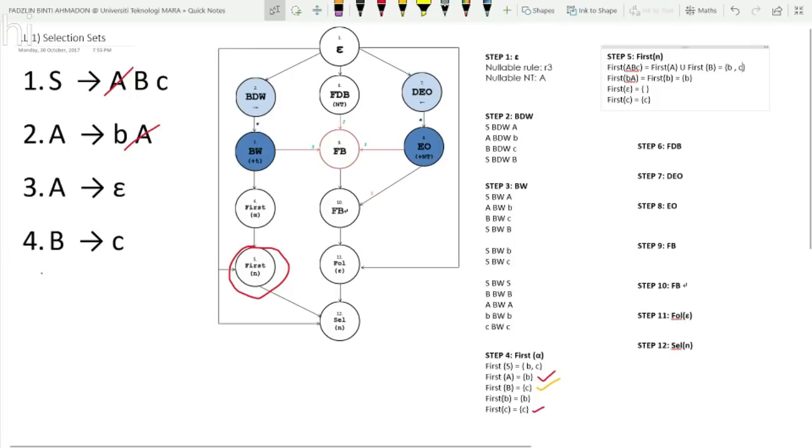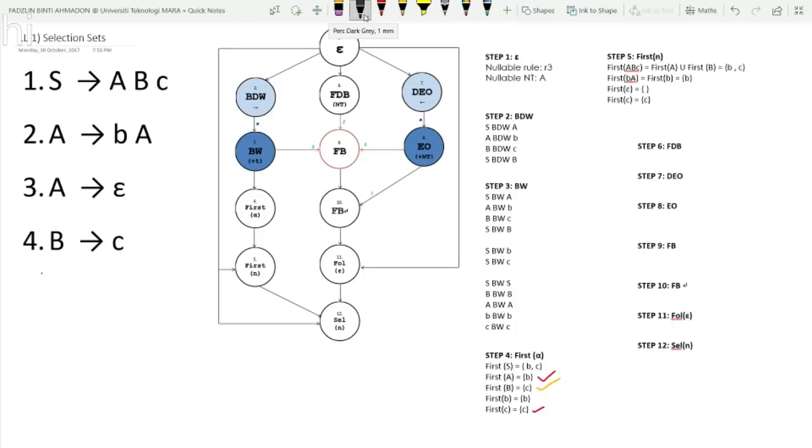Okay, so that is for step 5. We have generated the first for all the rules. So if we have 4 rules, you should have 4 over here. First ABC, first BA, first epsilon, and first C. Okay, if your grammar does not have a nullable rule, after step 5, you can actually jump directly to step 12. But because we have a nullable rule over here, we cannot do that. So we need to go to step 6.